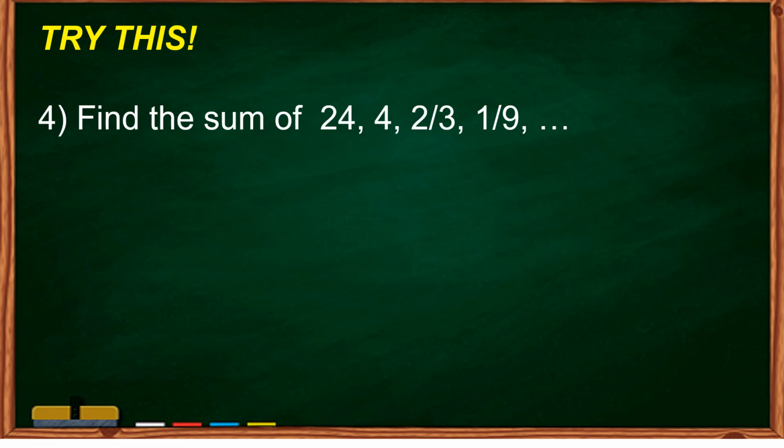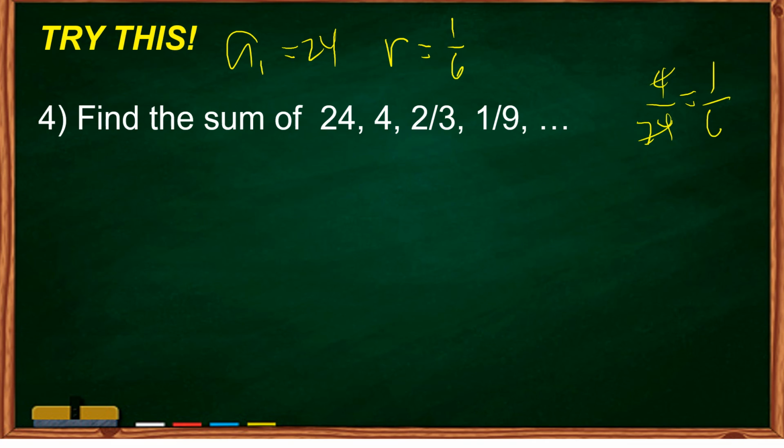Okay, so another infinite geometric series. Find the sum of 24, 4, 2/3, 1 over 9. So the first term is 24 and the common ratio is 1 over 6. So 1 over 6 can be found from 4 over 24. Right? So 4 and 24 are both divisible by 4. So it will give you 1. 24 divided by 4 will give you 6. So that's why the common ratio is 1 over 6.